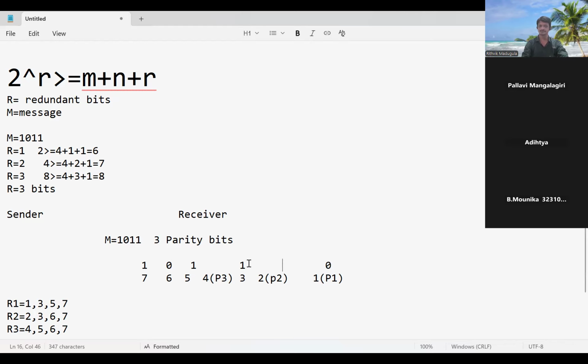So now what is the P2 bit? So 2, 3, I need to check 2 and 3. So it is 1 bit. So I need to replace it with 1 if I want even parity.